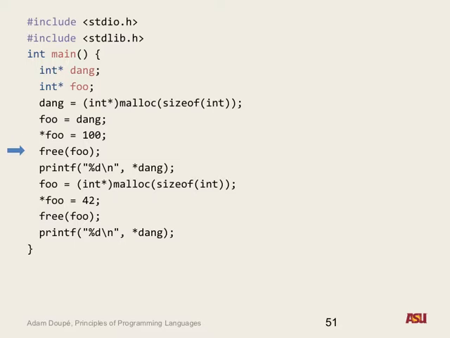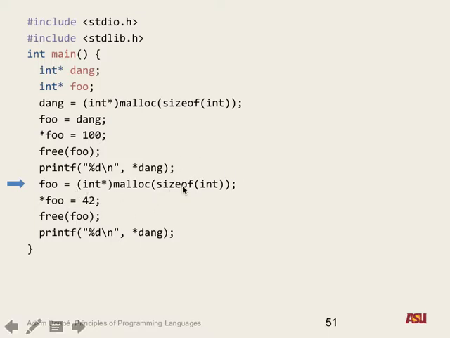So when we use one of them, like foo, to free that, now when we try to dereference dang, dang is pointing to a box that doesn't exist. Anyone guess what this is going to print out? 0? 3? 12? 100? It's going to print out maybe something, and assuming it continues, then we can malloc.